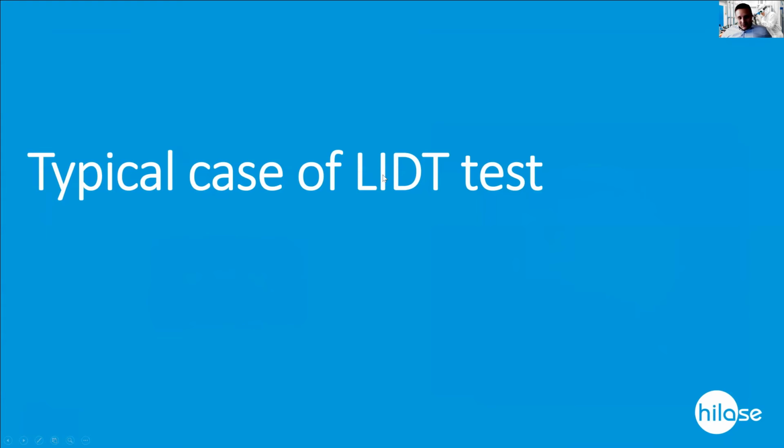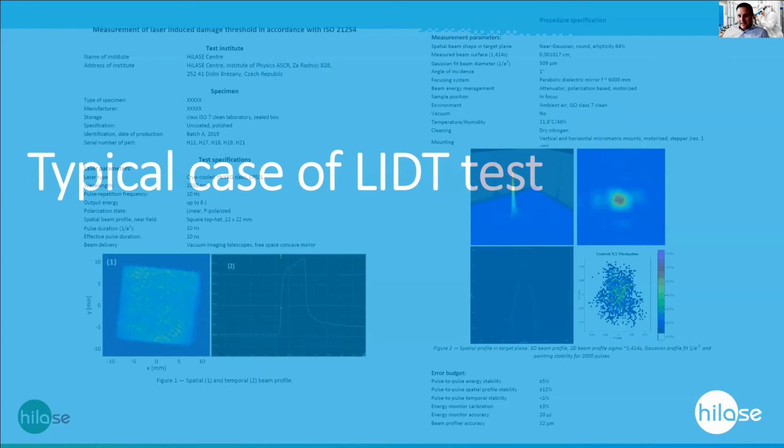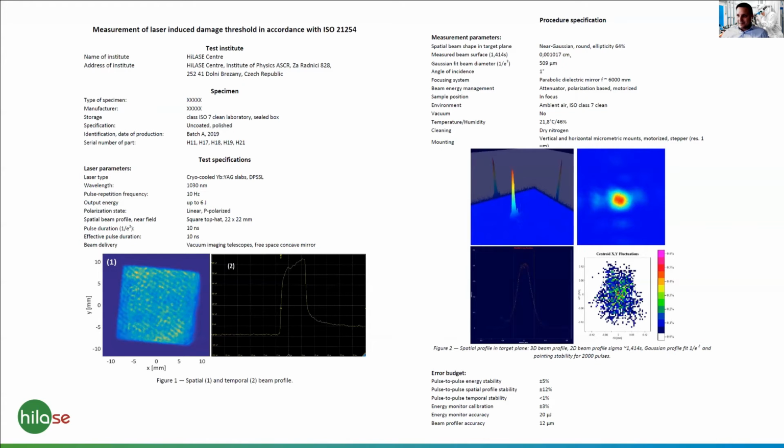Let's demonstrate them on a typical case of an LIDT test. Now, this test is a one-on-one test. It's very common when we are testing some optical element which isn't large enough to provide enough statistical data. So the vendor provided several pieces from the same batch, polished and coated by the same procedure, so we can actually aggregate the results.